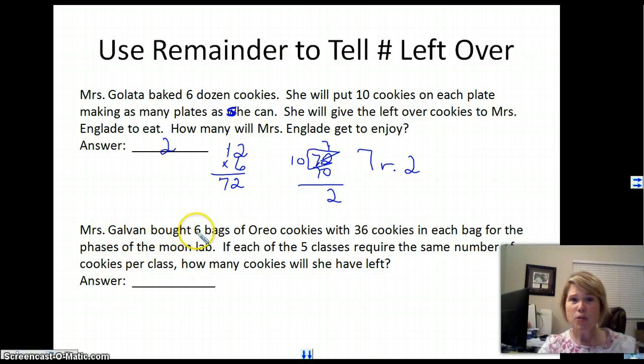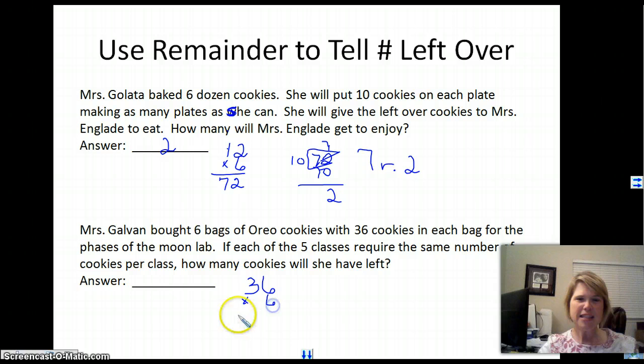Mrs. Galvan, this is true by the way, you will get to do a moon phase lab with Oreo cookies. Bought 6 bags of Oreo cookies with 36 cookies in each bag for the phases of the moon lab. If each of the 5 classes require the same number of cookies per class, how many cookies will she have left? Hopefully she'll share those cookies with her teammates.